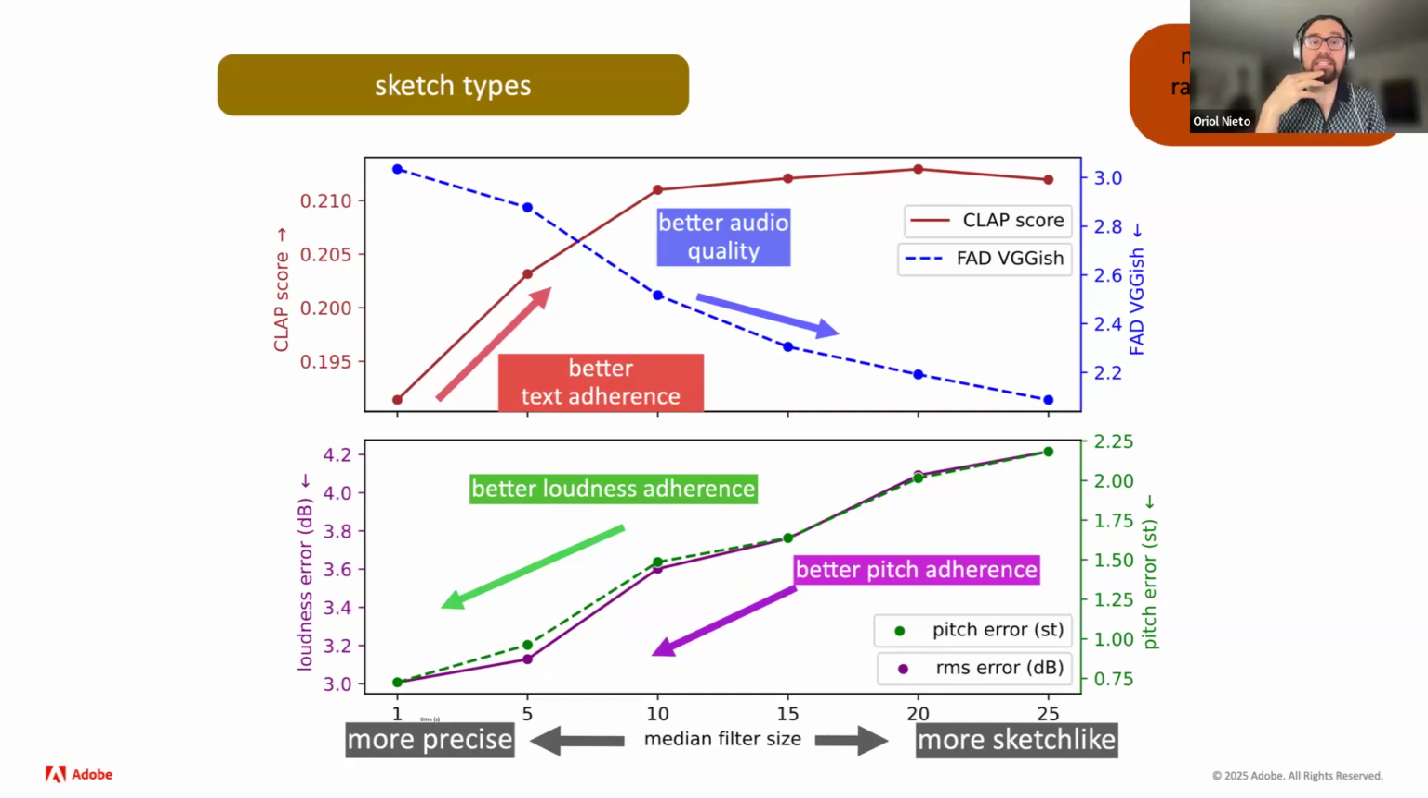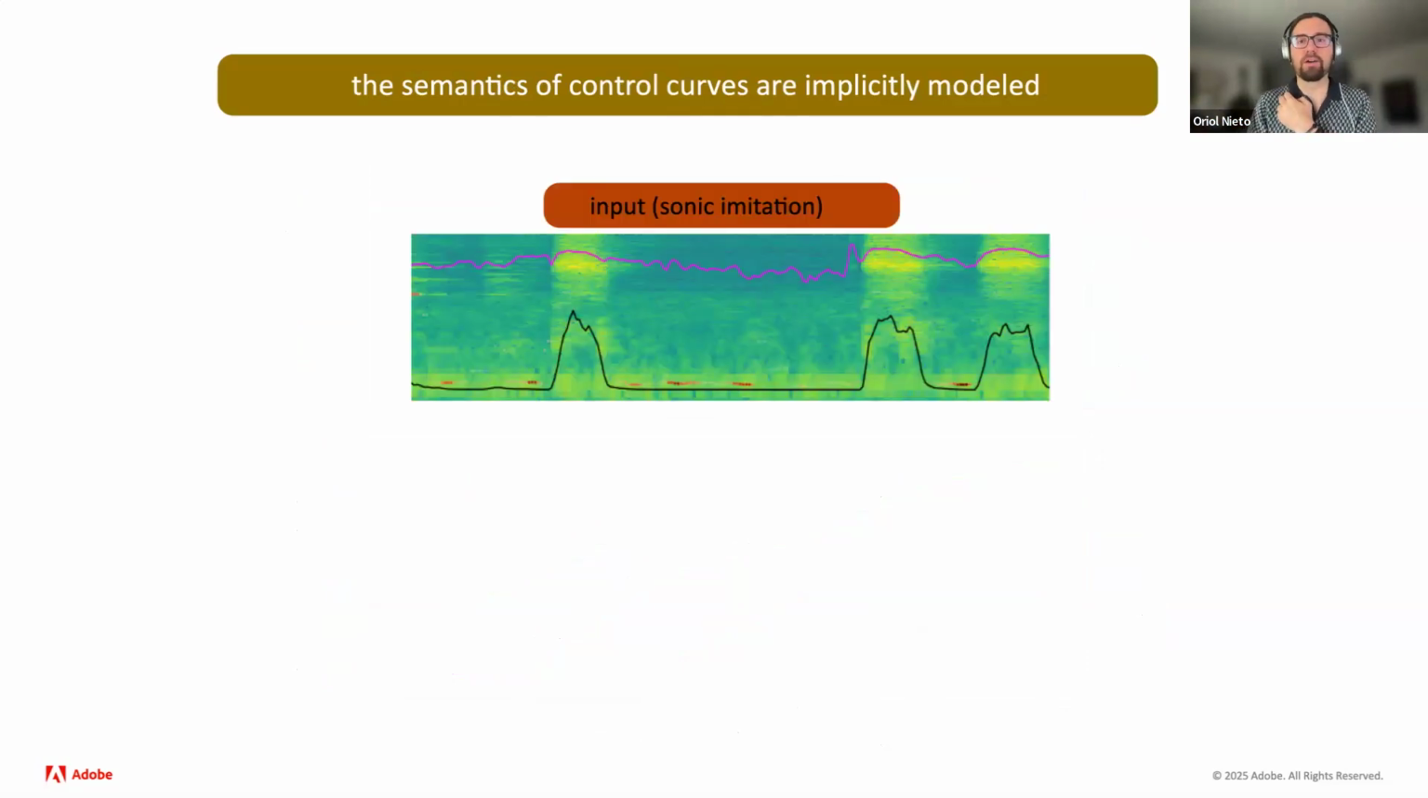And yeah, the median filter size is completely randomized during training, so that once the model is trained, you can basically just tweak the median filter as you want during inference. Finally, the semantics of control curves are implicitly modeled, and that's a pretty cool observation that we found once all of these models were trained.